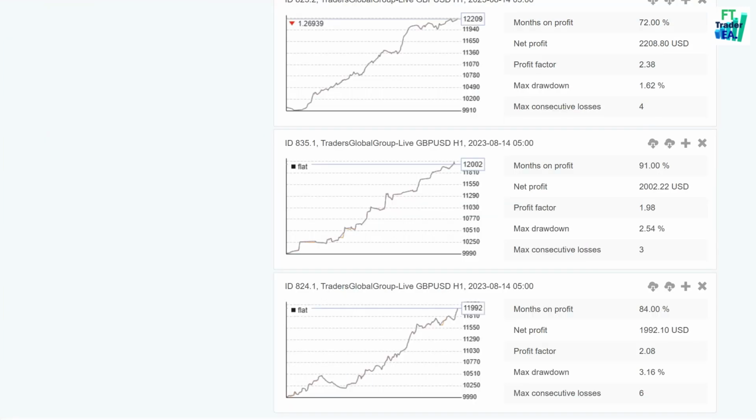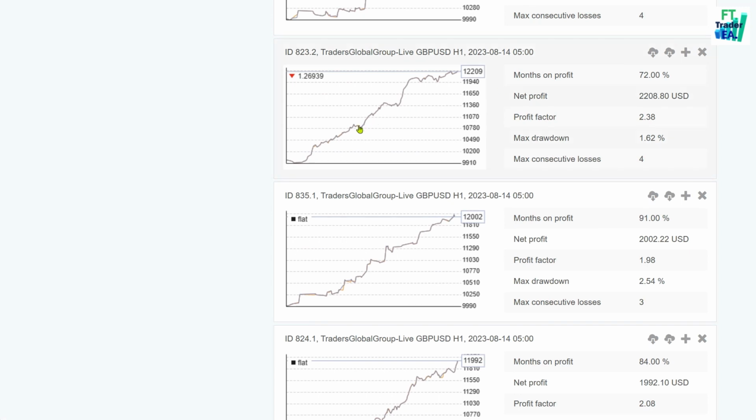Stay tuned as we delve into the intricacies of the remaining strategies, unraveling the precise details behind their success in trading the pound US dollar on a 1-hour time frame.